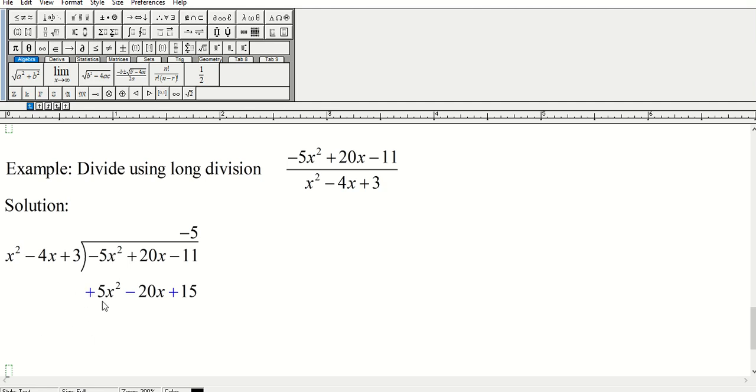Okay, that one's going to be 0. That one's going to be 0. What do I got left? I got me a 4. That's all I have. We add down. Okay. That's our remainder.